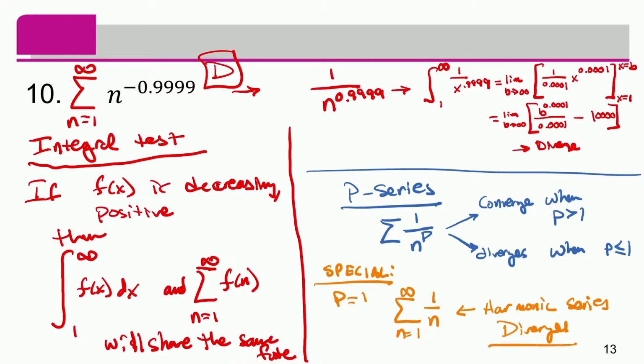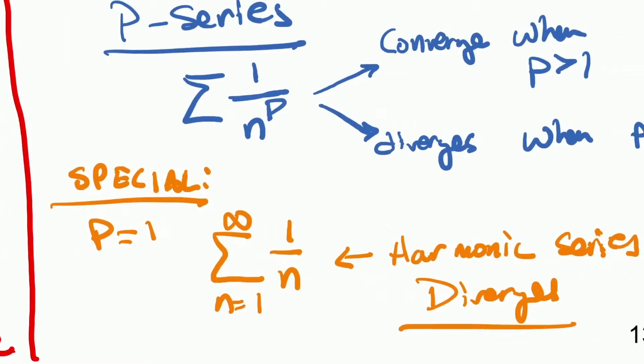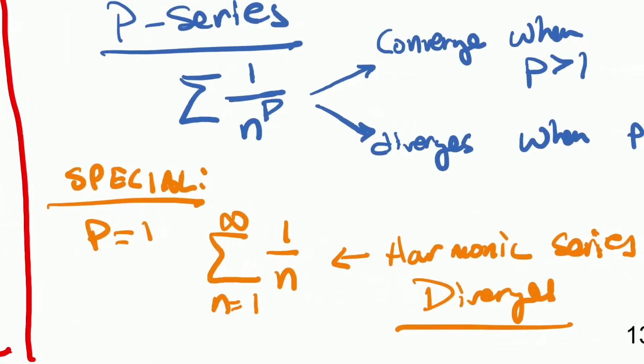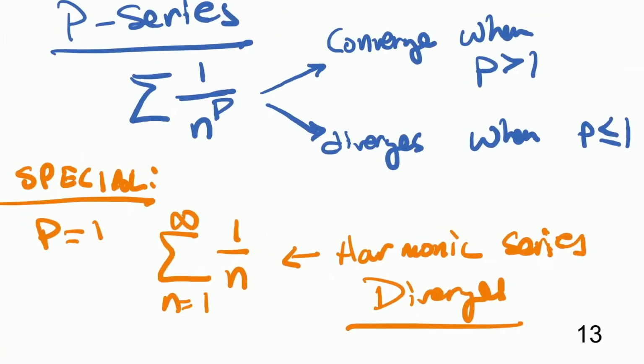Because this pops up in different places, if I say harmonic series and you don't remember what it is, don't fret. Just ask, what was the harmonic series? I'll say, oh yeah, it's this one. It's kind of like the edge case: when P is greater than 1, you converge, when P is less than or equal to 1, you diverge, and this is the edge in between.